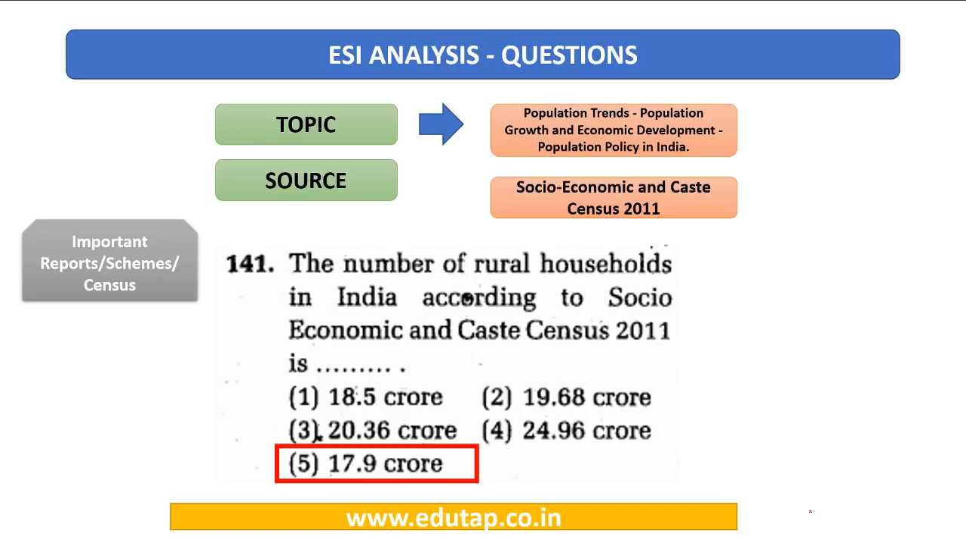Okay. Now, the next question says the number of rural households in India according to the socio-economic and caste census 2011 is how much? Now, the answer to this question is 7.9 crores. This particular question can be linked to population trends. This particular topic is again found in the ESI syllabus of NABARD, not in RBI. And the source of this question is obviously SECC 2011. As I told you, this particular census is very important, and even the population census of 2011 also becomes important. So this can be placed under the broader category of important reports, schemes, census. So kindly go through these questions and revise them as many times as possible so that you can retain the answers before the examination as well.